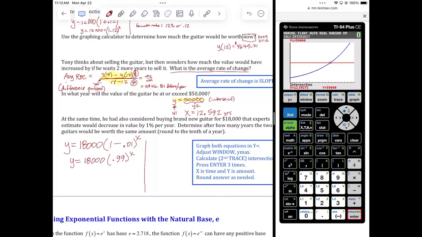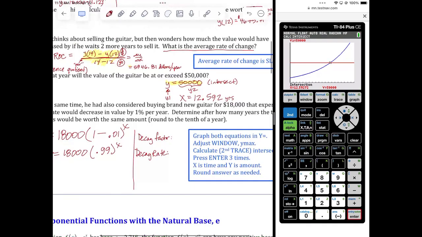Let's go ahead and list it here. What is the decay factor? Because it's getting smaller, we say decay factor. And what is the decay rate? Okay, who can tell me what the decay factor is? 0.99. The decay factor is just the base every time.